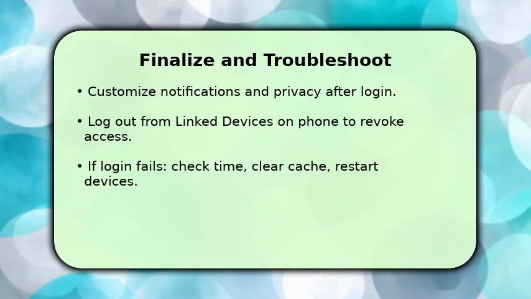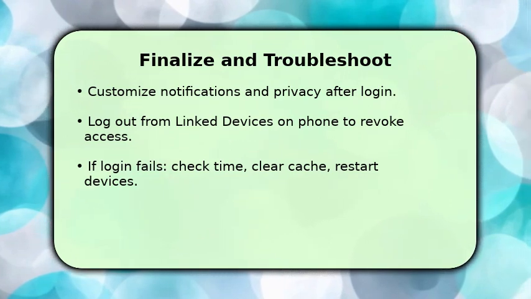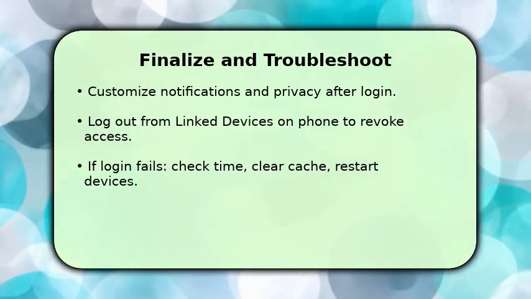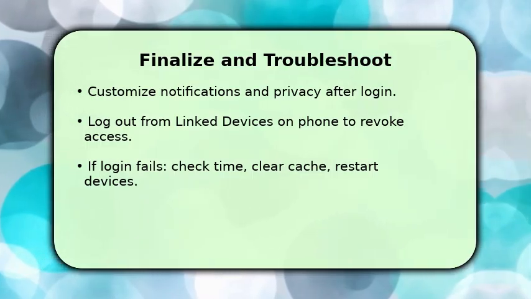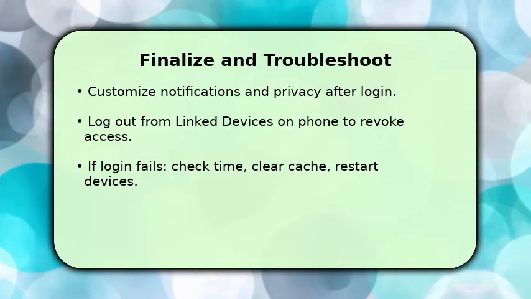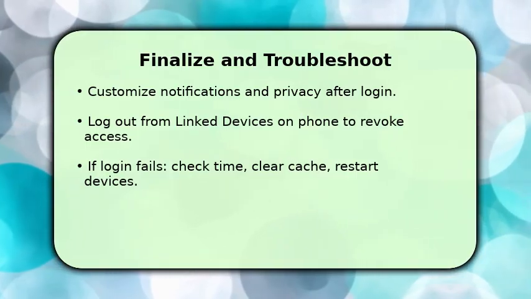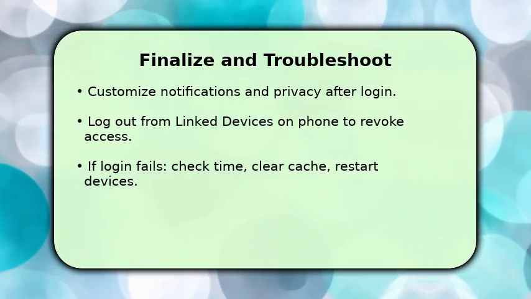After the QR scan completes, confirm the session by checking recent chats and notification behavior. Adjust notification settings and desktop permissions if needed. Make sure you know how to log out by going back to Linked Devices on your phone and selecting the session to end remote access.